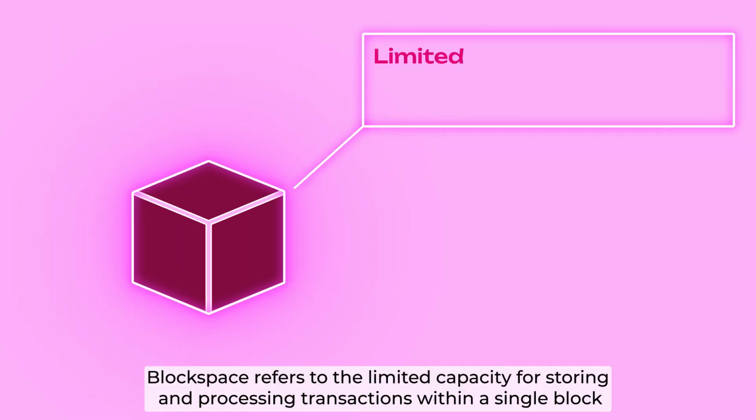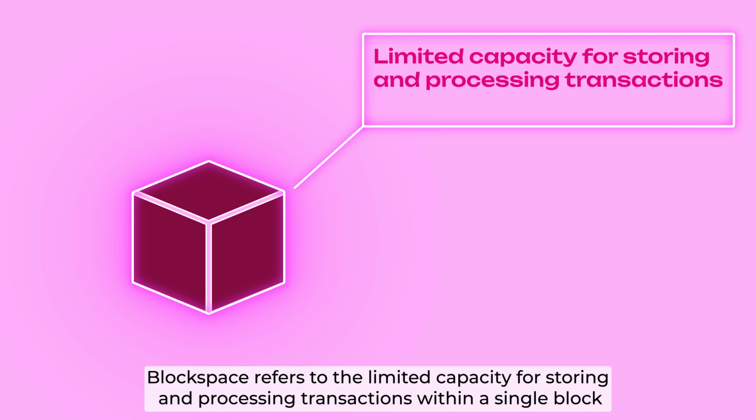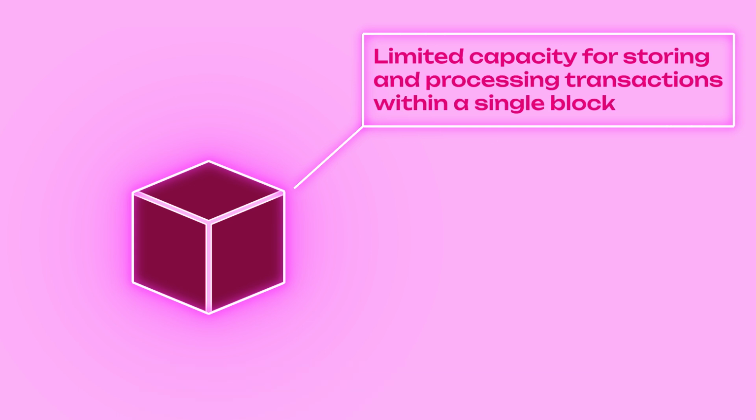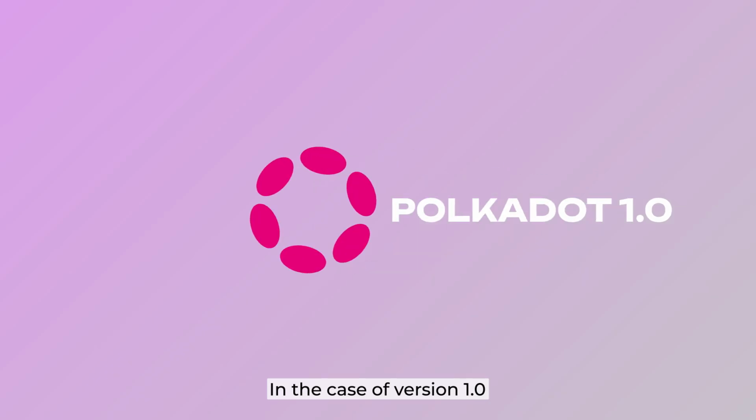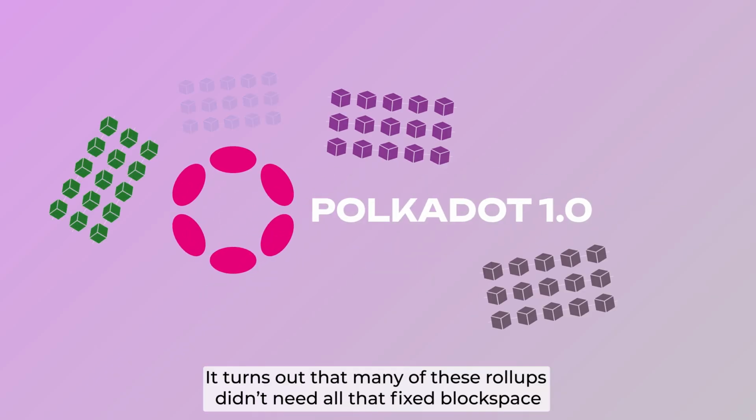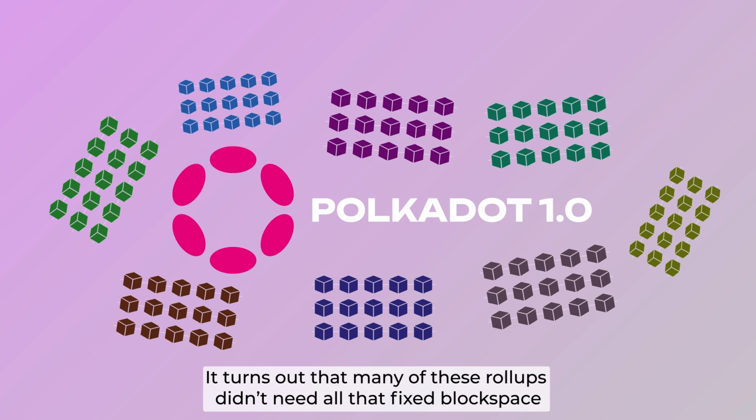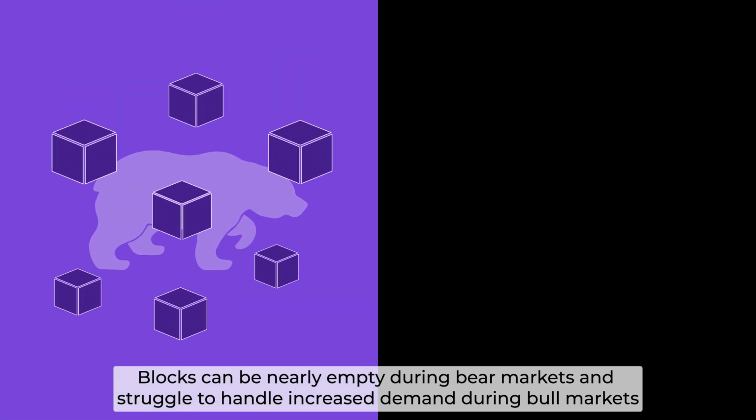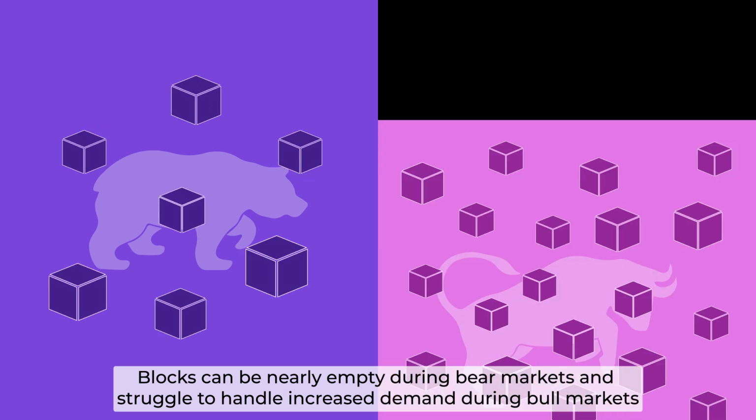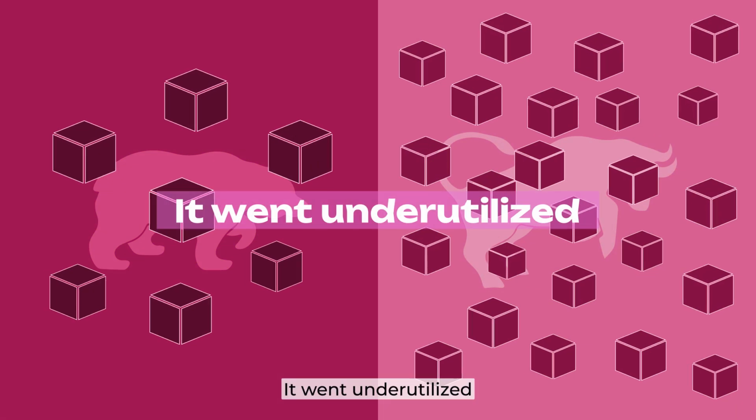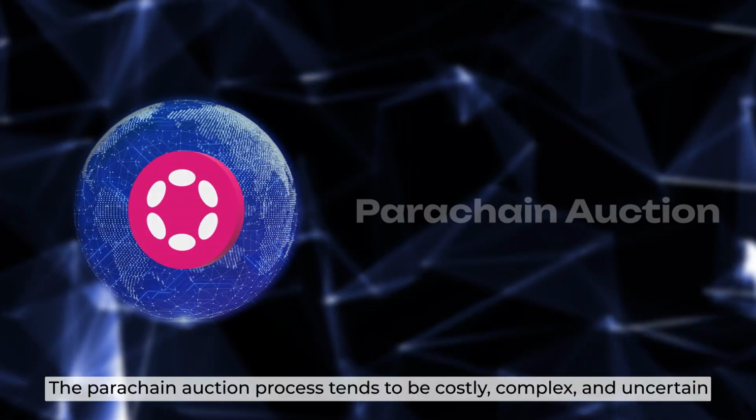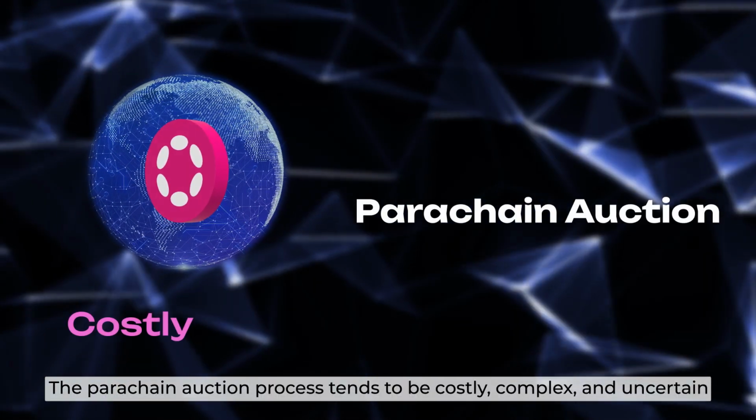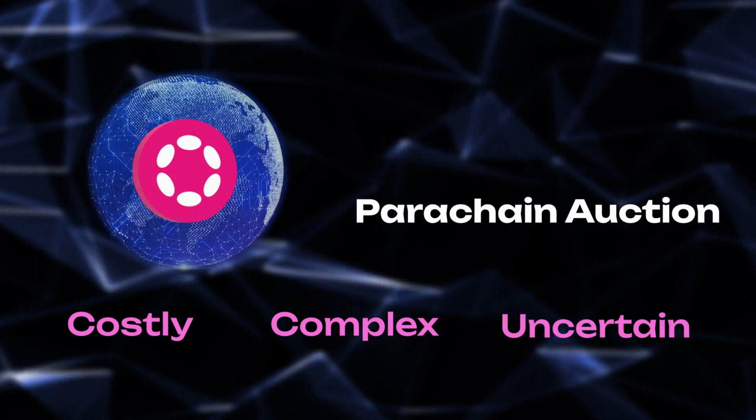Blockspace refers to the limited capacity for storing and processing transactions within a single block, determined by its maximum size or time limit. In the case of version 1.0, it turns out that many of these rollups didn't need all that fixed blockspace. Blocks can be nearly empty during bear markets and struggle to handle increased demand during bull markets. It went underutilized. So despite Polkadot's amazing technology, the parachain auction process tends to be costly, complex, and uncertain.